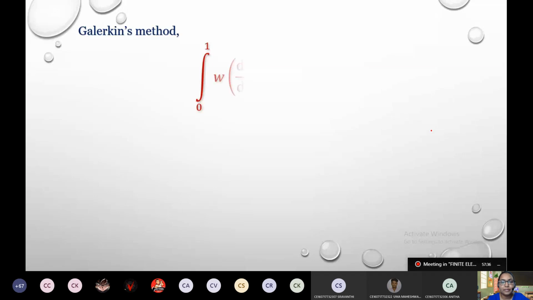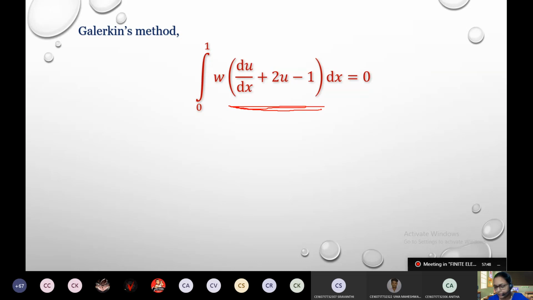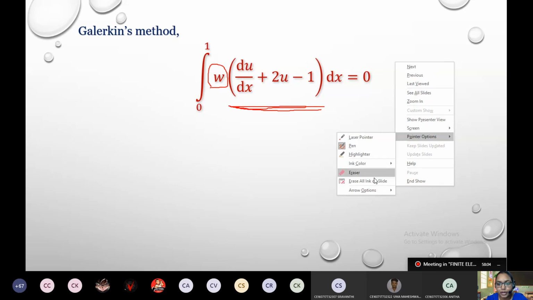Now, taking Galerkin method into account, whatever the differential equation we had in the question, there was a differential equation given. Du by dx plus 2u is equal to 1. That was the question that is given. So it is like L of u is equal to P, the governing equation we have taken. For that, a weighting function is taken into account.